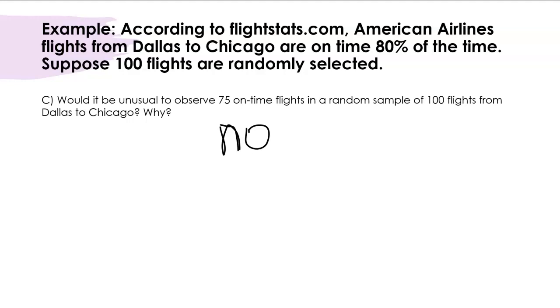So this is how you will calculate the mean and standard deviation of a binomial probability distribution.